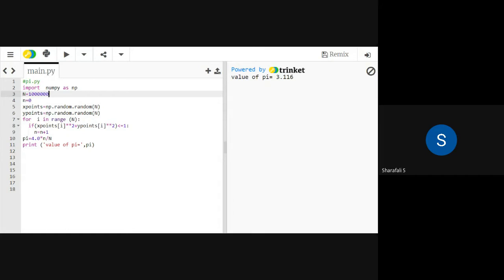Let's put two more zeros. Now what will happen? You can see it is 3.1421. So the accuracy will be much higher when you are considering a large number of points, capital N. And if you run again, it will give you some other values because we are considering random numbers here. So this time it is giving you some different values.